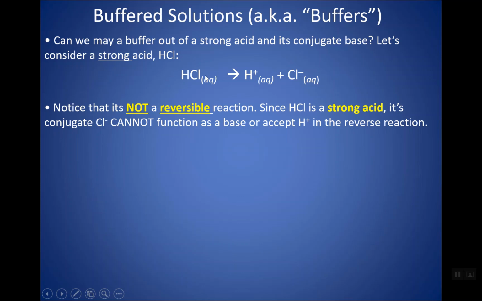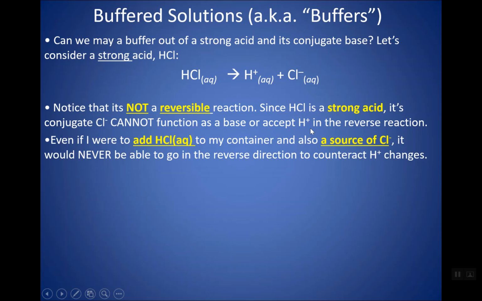So if I were to add HCl and even a source of Cl minus, this would never be able to go in the reverse direction. If I add more H plus, it can't go in reverse to counteract that change. So it's never a strong acid and its conjugate base, and it's never a strong base and its conjugate acid. We want a weak conjugate acid base pair, and we want both of the components in the solution.